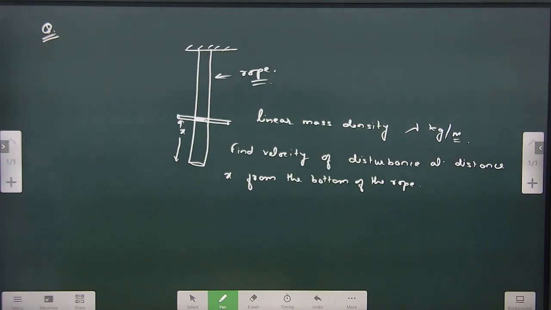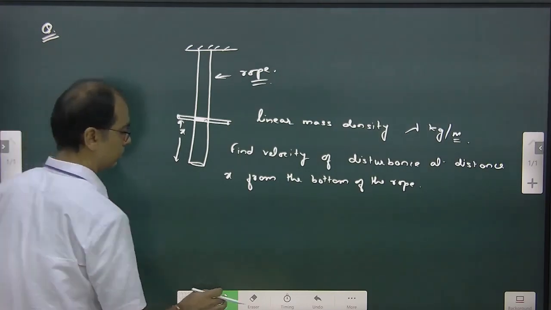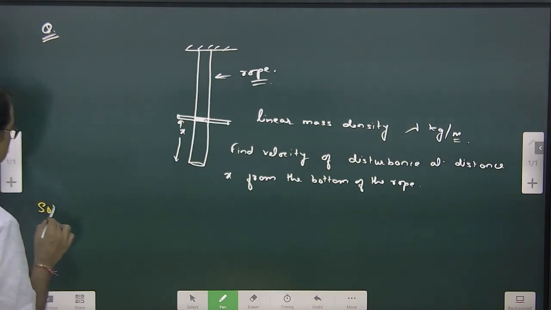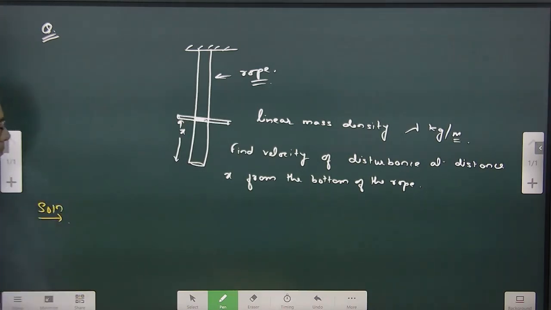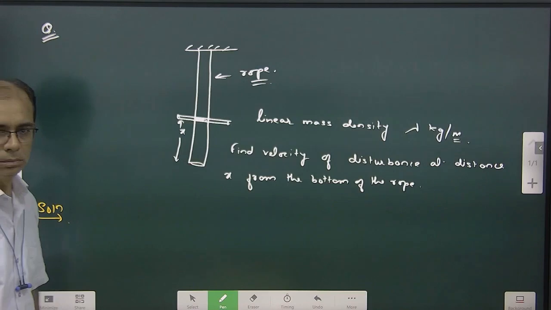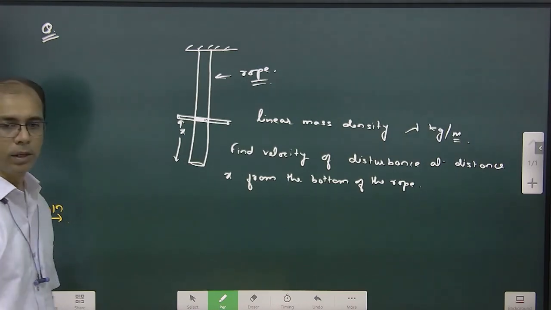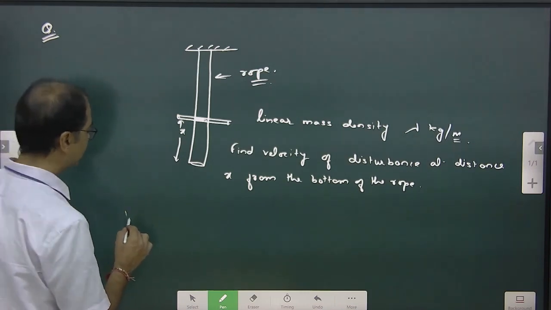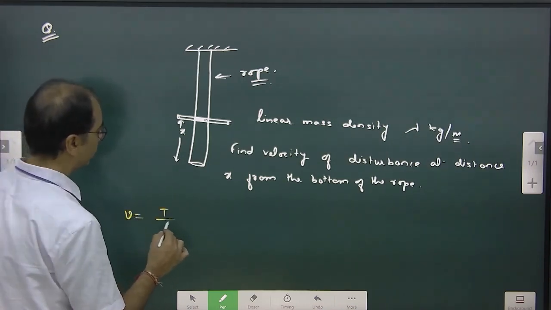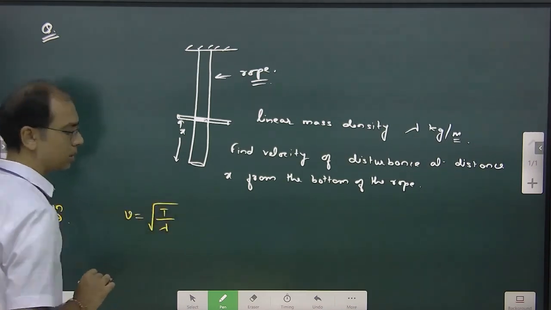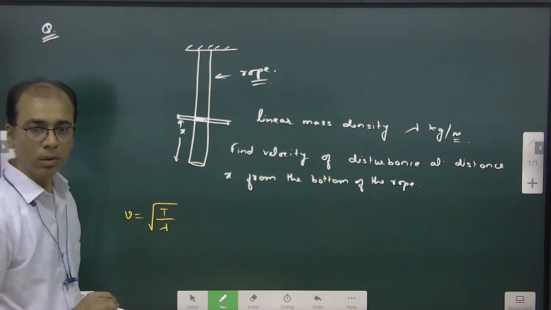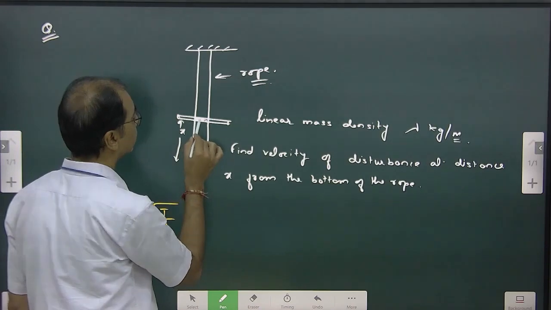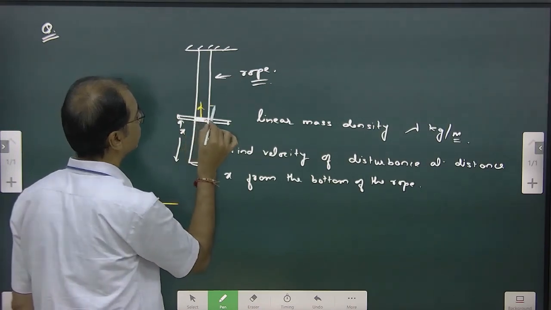Then how to do that? What is the formula? The formula is speed is equal to root over T by lambda. This is what we have studied. So what is the tension here? Here only I want that. So what is the tension value here? Who is giving the tension?